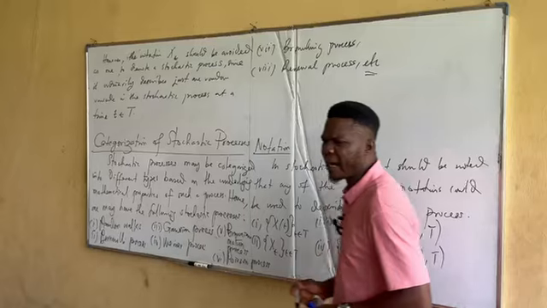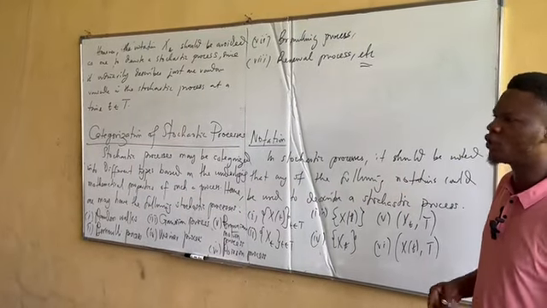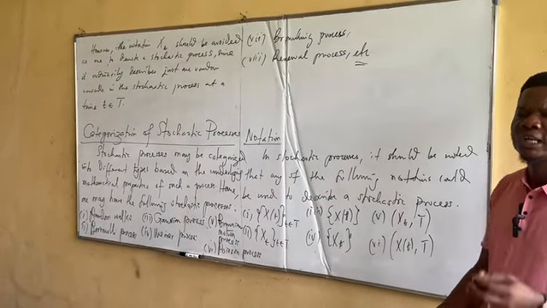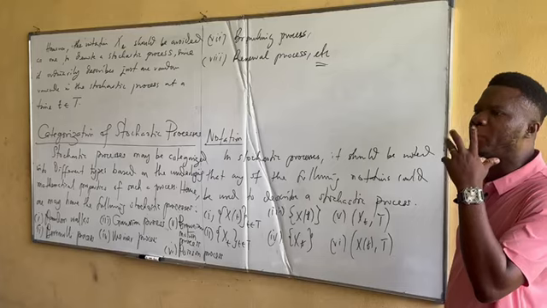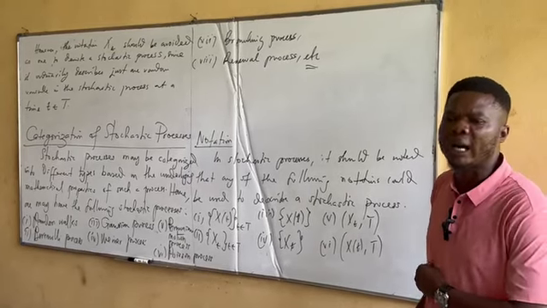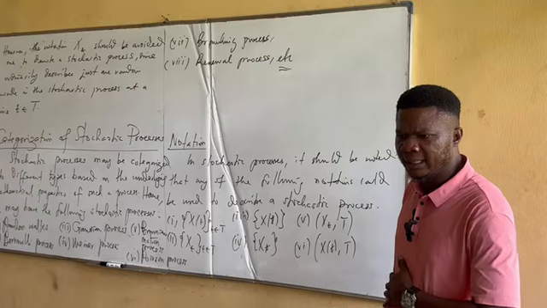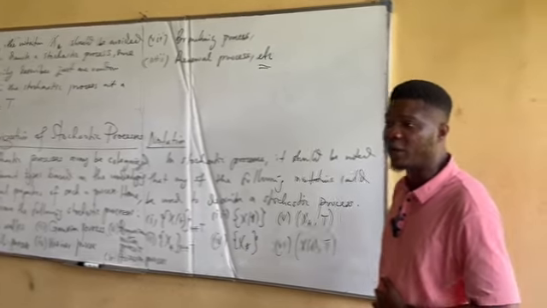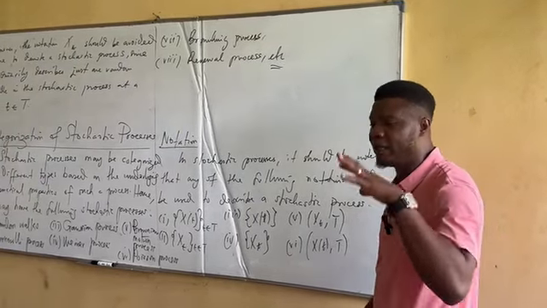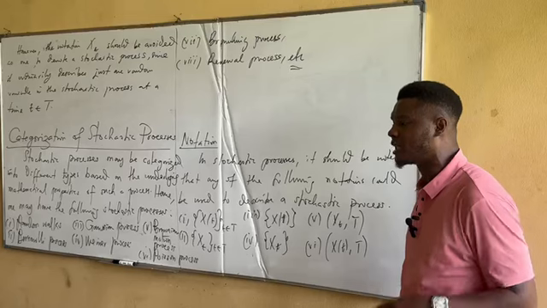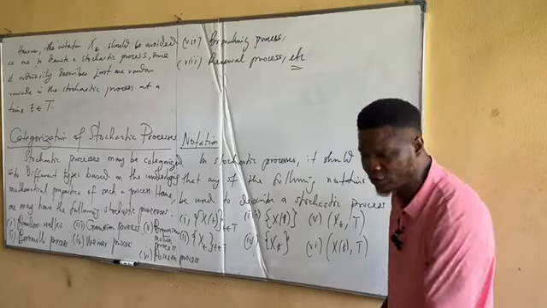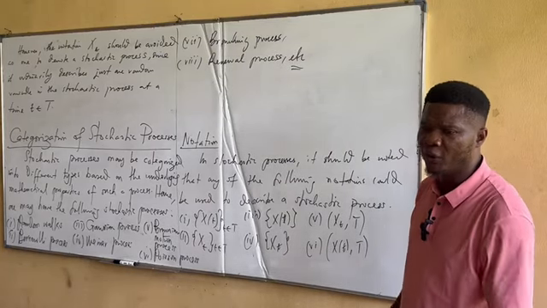Now, in general, what would you realize about the stochastic process? It is a process that is so random in nature. A stochastic process, being a random process, is primarily meant to describe processes that are very, very random in nature. I hope you understand me.